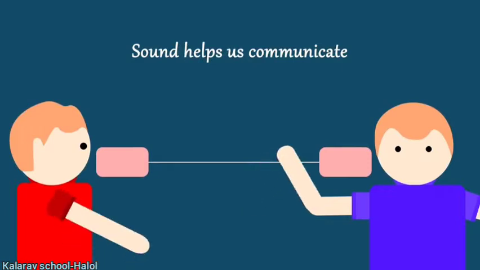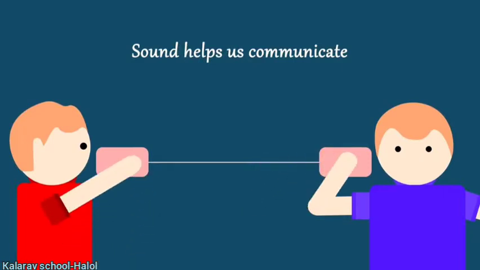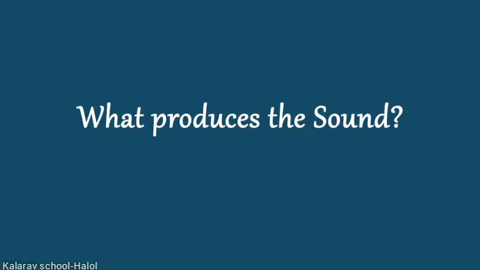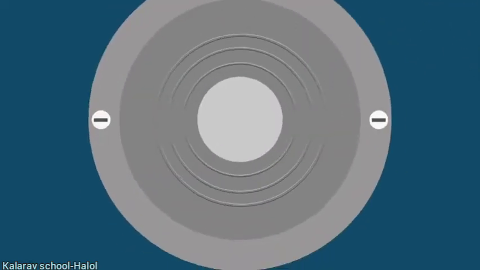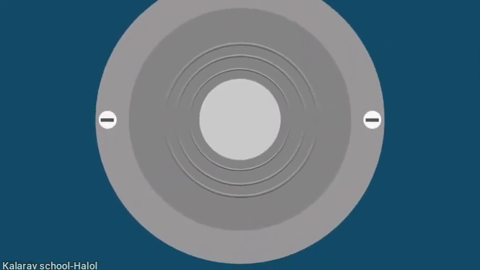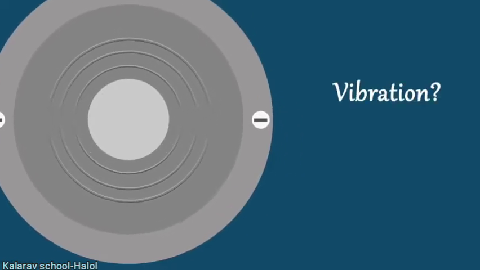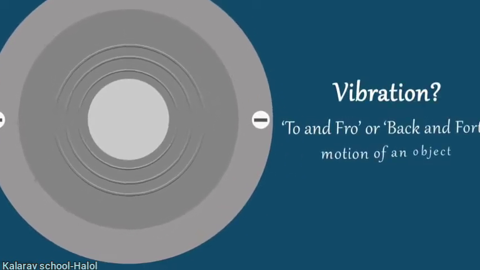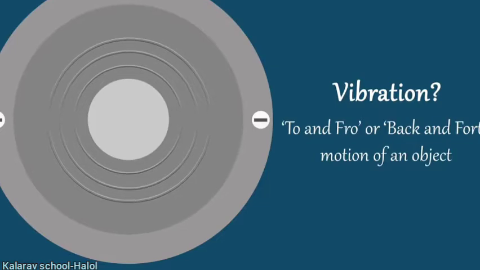Sound plays a very important role in our life, and most importantly, it helps us to communicate with each other. Have you ever thought about what actually produces the sound? To answer this question, first we need to understand vibration. What is vibration? It is to and fro or back and forth motion of an object.